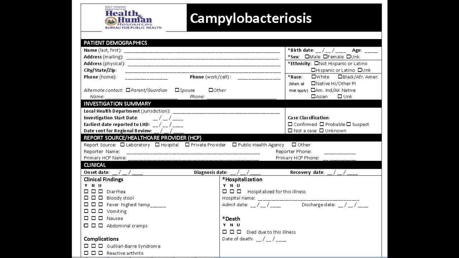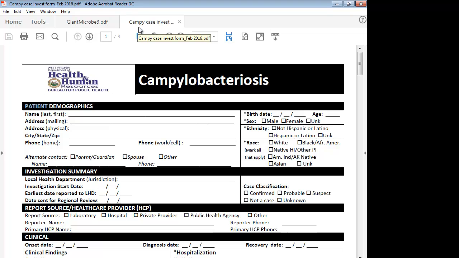Remember, the main purpose for collecting information on cases is to try to ascertain cases correctly and to take action to prevent future cases. We urge you to keep in mind that the more complete the information you collect is, the more effective our collaborative public health efforts are for prevention.